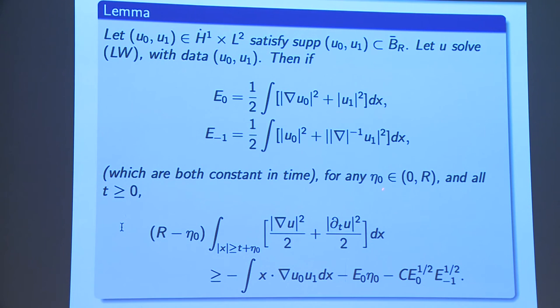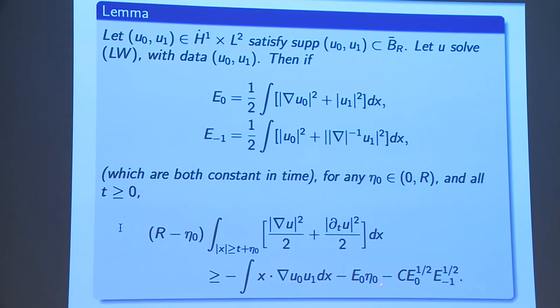So the statement is that for any eta naught between 0 and R, and all t positive, I can have a lower bound for the amount of energy outside x bigger than t plus eta naught. And this is the bound: the first term here, another term that depends on eta naught, and the product of these two to the square root with a minus. Now, a priori this may be completely useless because what's on the right might be negative. And this is not interesting. But we will see that we are in a good situation where that's not the case.